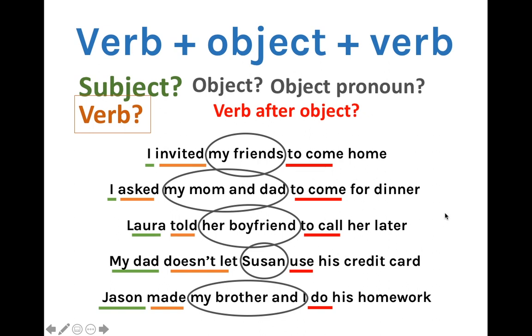Okay, we have two possibilities. There are some verbs and objects, and then we use a verb with to. In the case of invite, we use to come. In the case of ask, we use to come. In the case of told, I use to call. After doesn't let, or let, I use the verb in the simple form. And after make or made, I also use the verb in the simple form. So keep this in mind.